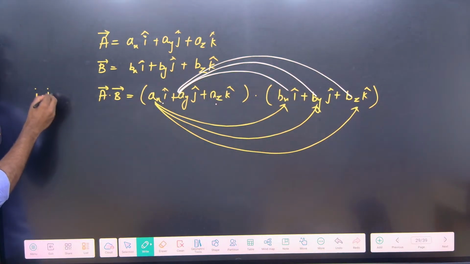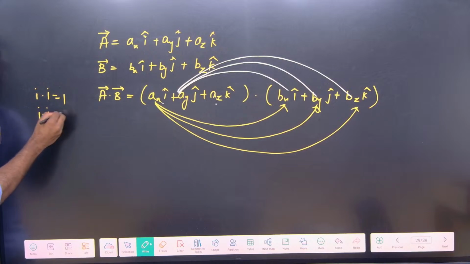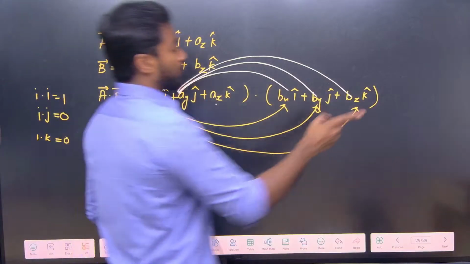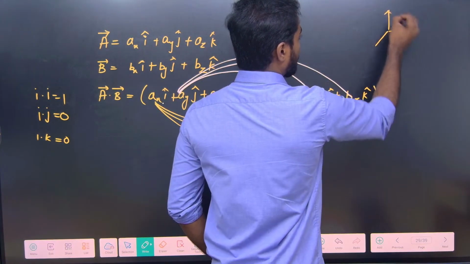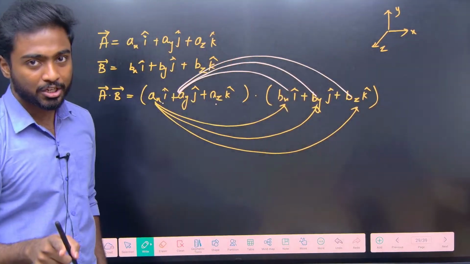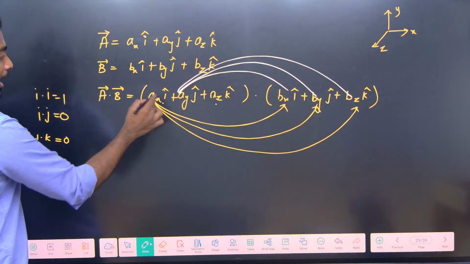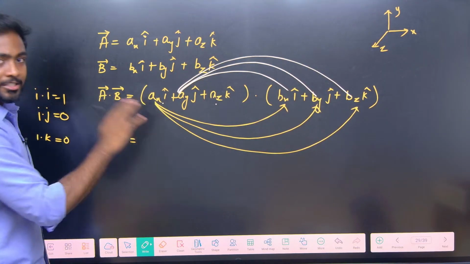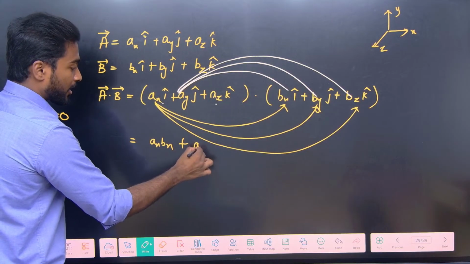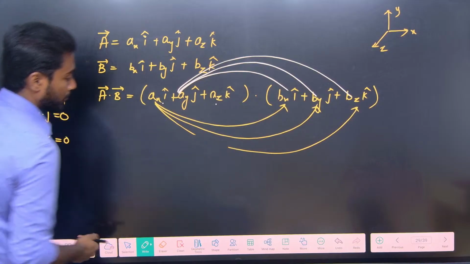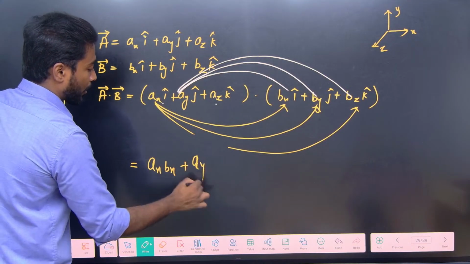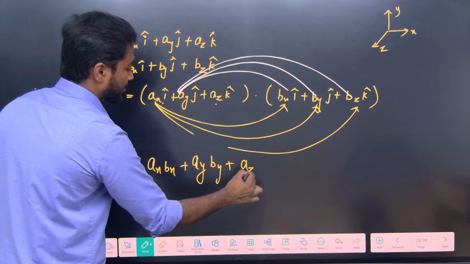But one thing, what did I tell? i dot i will be equal to 1, whereas i dot j will be equal to 0, and even i dot k will be equal to 0. If you noticed, everything is mutually perpendicular. The x axis, y axis and z axis are mutually perpendicular to each other. So simple thing, just write ax bx plus ay by plus az bz.